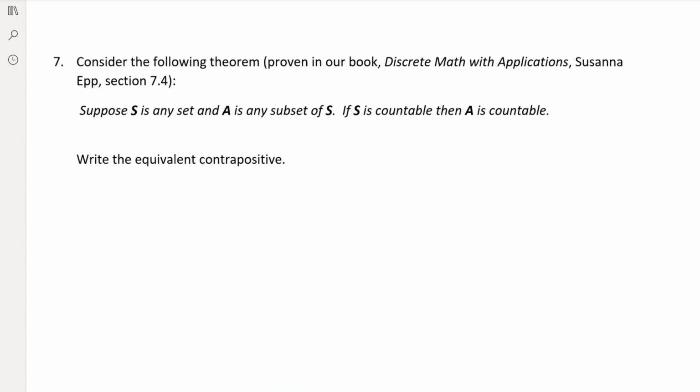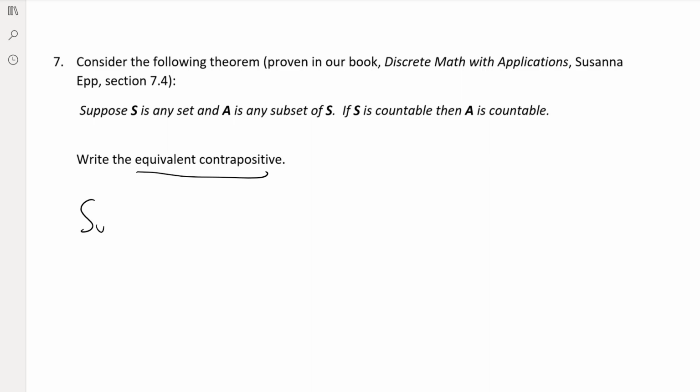Let's carry on to number 7 here. Consider the following theorem that is proven in our book, the Discrete Math book with applications by Susanna Epp. This is in section 7.4. It says there, suppose S is any set and A is any subset of S. And then we have the statement, if S is countable, then A is countable. And the question here is to write the equivalent contrapositive.